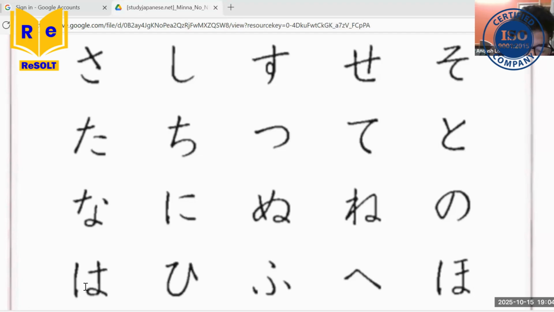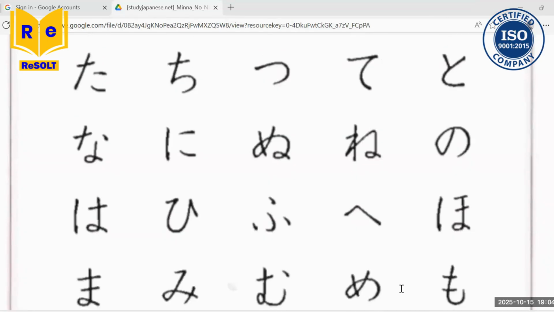Like this is Ma. No, not Ma. This is Ha. H-A. Then it is Hi. Yes. Then I think this is like Hu. No. Fu. Fu. There is no Hu. F-U. Like Fu. Then this one is He. Like He. Correct. And this one is Ho. Yes.